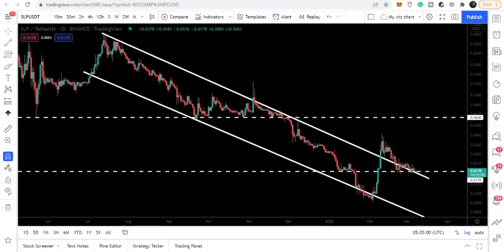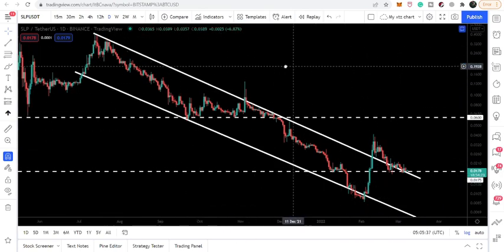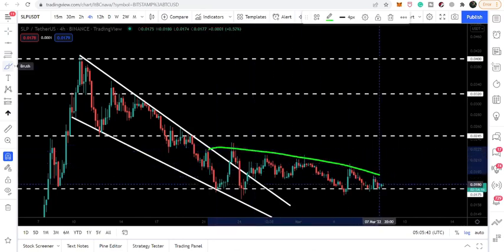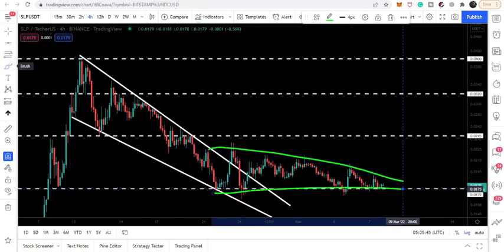In today's video, we will again take a look at this big breakout from this down channel, and we will also watch this breakout from this falling wedge pattern and the formation of a new descending triangle on this 4-hourly time frame chart.